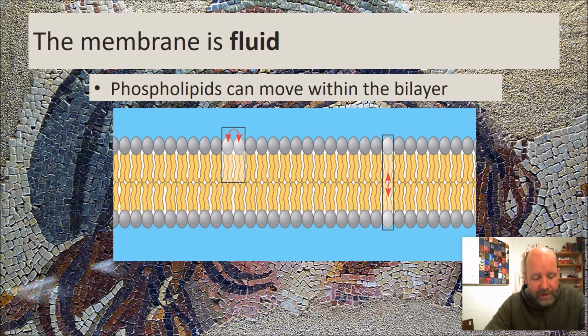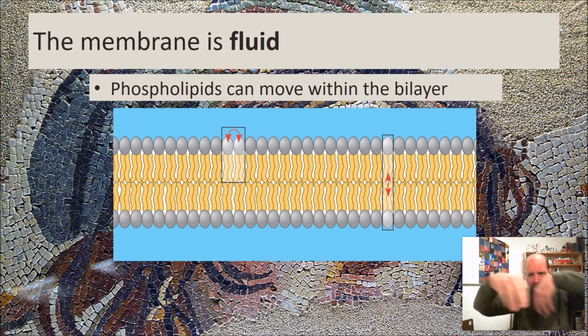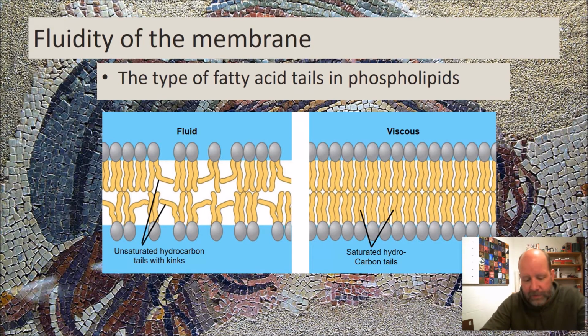Phospholipids are constantly in motion. The membrane is fluid. Those guys are always moving around, circulating around. And there are even sometimes when they flip over. That's rare, but it can happen. But they are always in motion. It is a fluid. It's like olive oil. And that's largely because we have these kinky tails. These kinky tails keep it fluid.